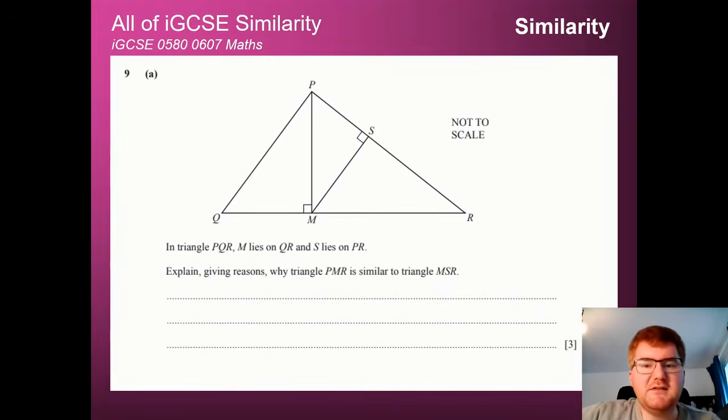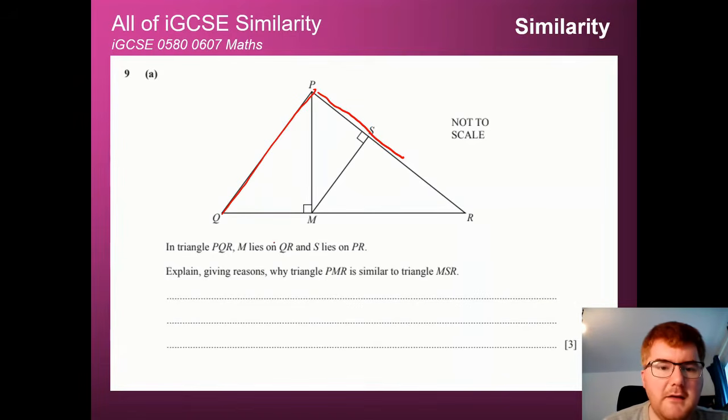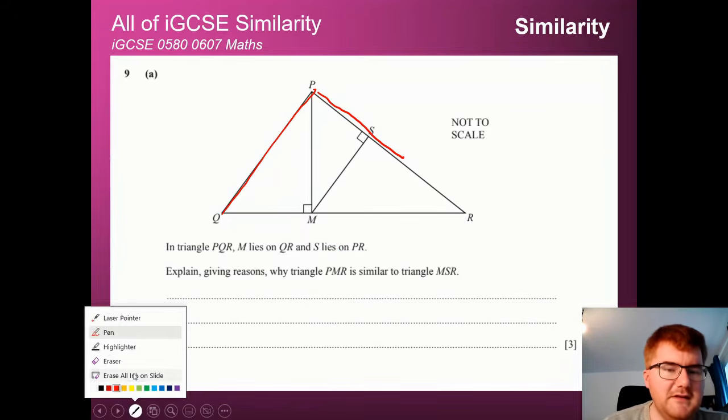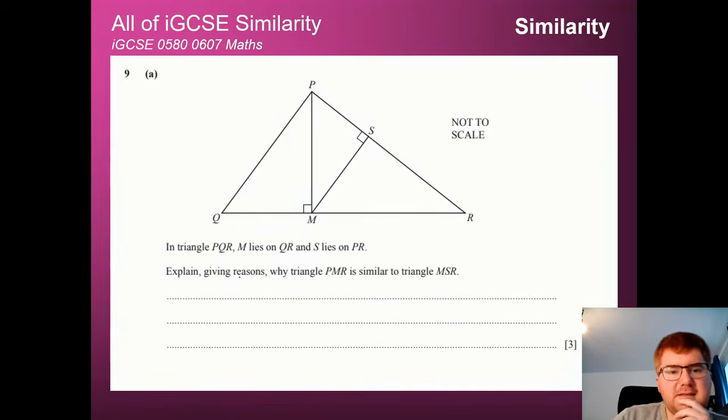Okay, and on to the next question here. Again, very similar kind of questions. This is why you watch these videos, to really see the patterns between the questions that come up. And in triangle PQR, so that's the whole triangle that goes around the outside. Again, M lies on QR and S lies on PR. Okay, probably don't need to put the ink there. Explain giving reasons why triangle PMR, so let's identify that.